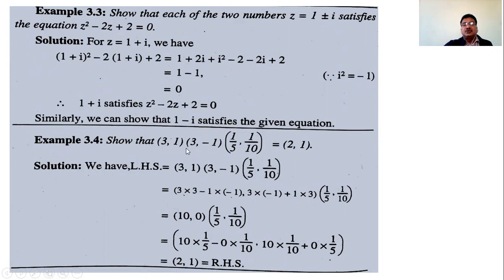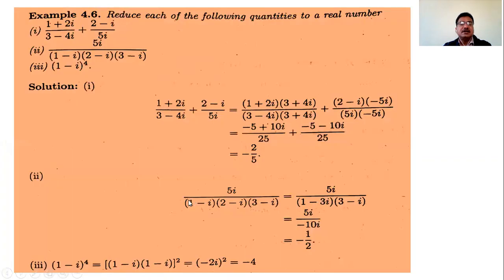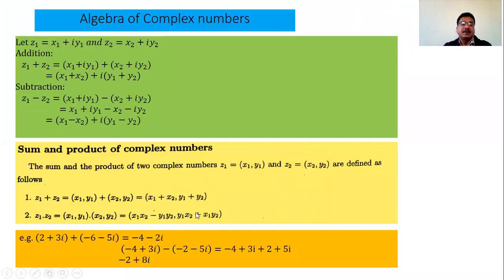Then show that this is equal to (2, 1). That is, multiply these three complex numbers, and these are in the form of ordered pairs. So first multiply any two, suppose the first two, then we have this answer (10, 0), and then multiply these two. Okay, so use this definition of multiplication. Directly write this multiplication like this.